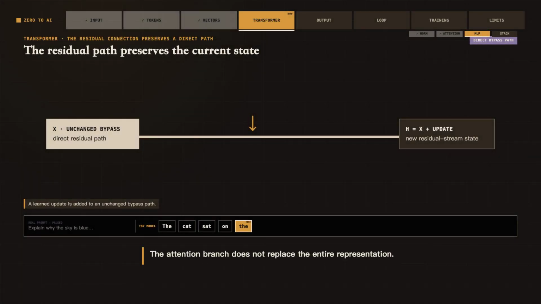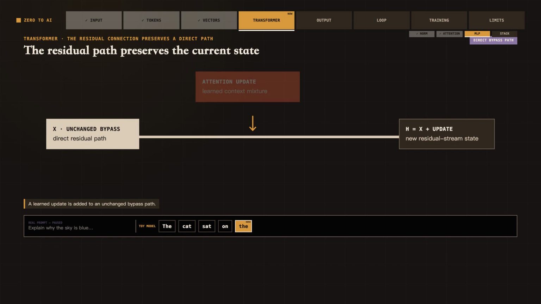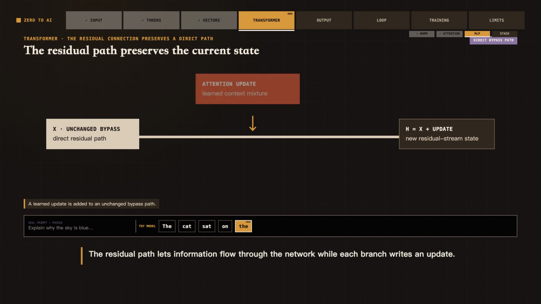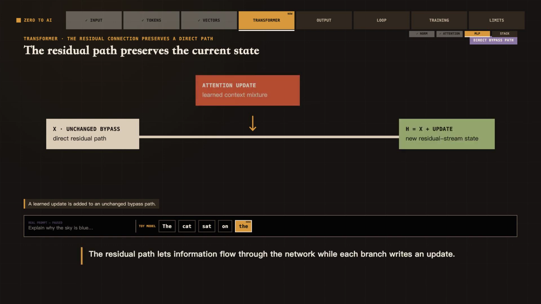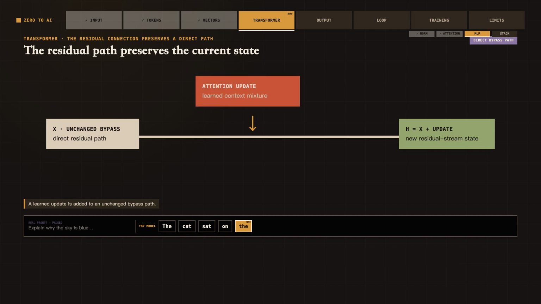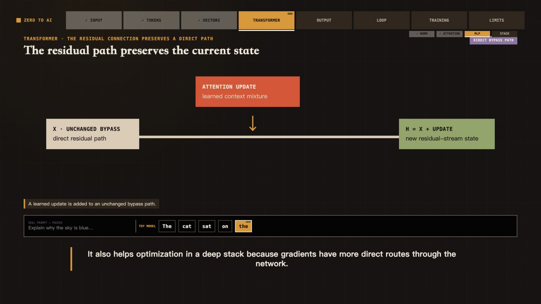The attention branch does not replace the entire representation. The model adds its output to the block input: h equals x plus the attention update, computed from normalized x. The residual path lets information flow through the network, while each branch writes an update. It also helps optimization in a deep stack, because gradients have more direct routes through the network.